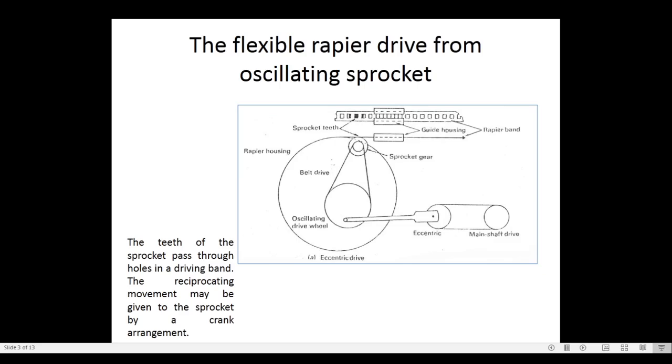There are chances of breakage of machine parts. Why is the drive not simple harmonic? Because here we require some dwell while passing the weft from one side to the other side. So this is the flexible rapier drive. Here the reed has a dwell. The reed will stop for a few degrees to pass the weft. For that the drive should be eccentric. The same speed or motion is not required here.